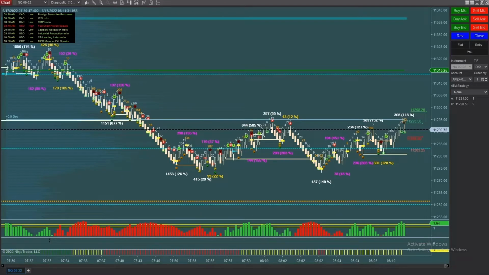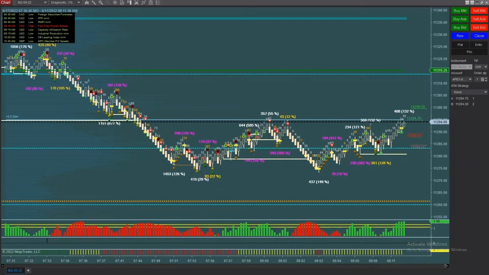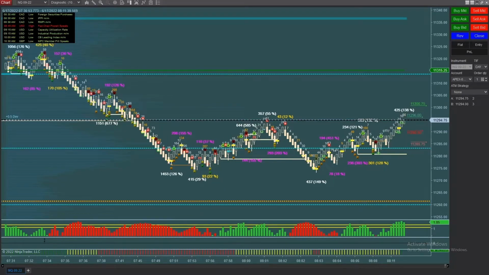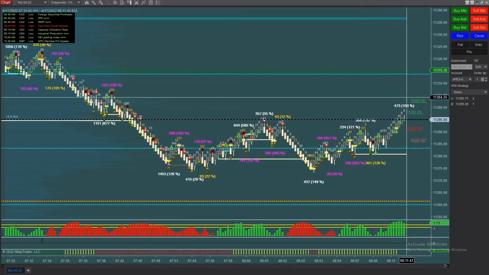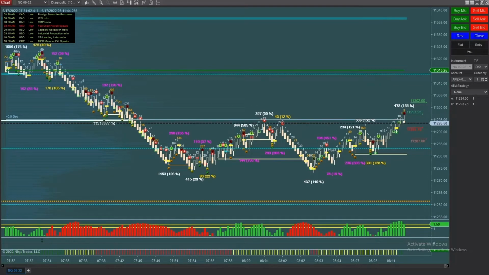Again, I'm looking for low risk entry setups. This is a setup through Apex, using Apex tools. So I'm going to go through, I took one trade, but I'm going to go over exactly what it was, what I was looking for, what I was looking at, why I took it.